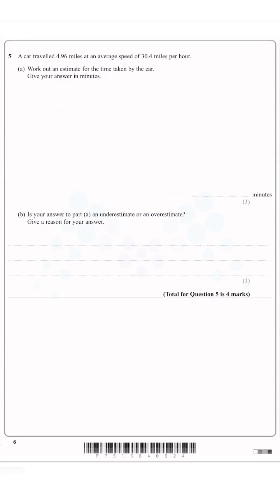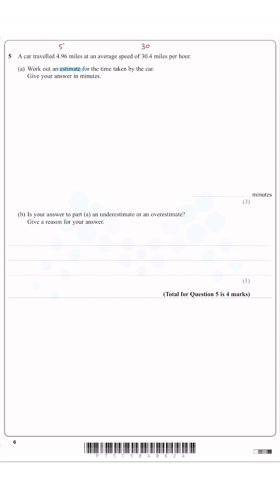Question number 5. A car travelled 4.96 miles at an average speed of 30.4 miles per hour. Work out an estimate for the time taken by the car. So, first thing, when the word estimate comes into your question, you have to round each of the numbers to one significant figure. So 4.96 is rounded to 5 and 30.4 is rounded to 30.